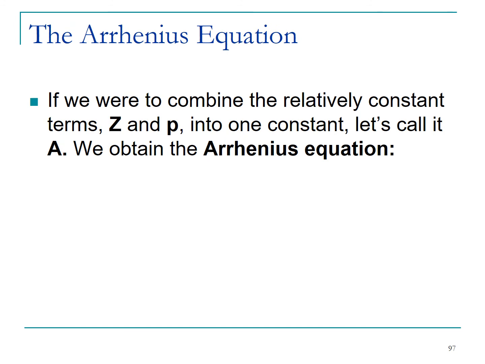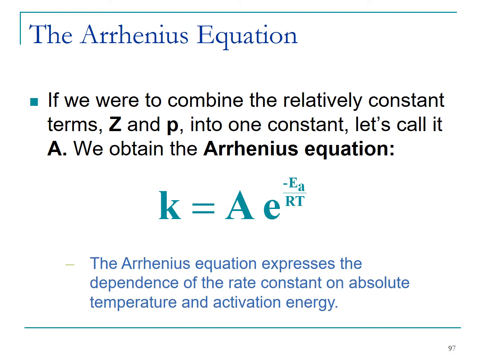So if we combine these terms, we can make what's called the Arrhenius equation. It says that k, the rate constant, is equal to A, which is another constant, times e raised to the negative Ea, activation energy, over RT. So this is called the Arrhenius equation, and it shows the dependence of the rate constant on the temperature and the activation energy. So you can actually do some calculations.